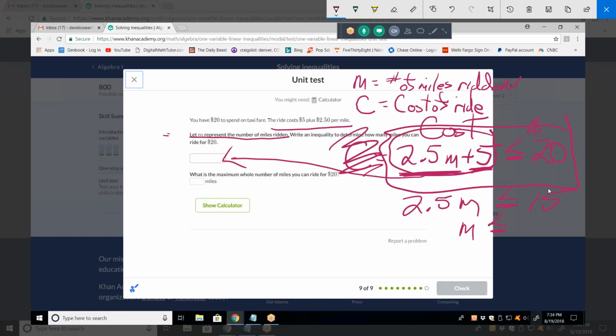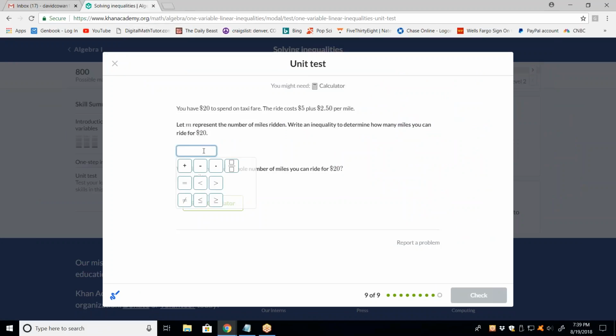Your calculator, what's 15 divided by 2.5? 15 divided by 2.5 is 6. That's how many miles you can go. Notice if you go 6 miles, that'd be 15 plus 5, that'd be $20. Go 7 miles, it'd be $22.50. So we got 2.5m plus 5 less than or equal to 20. 2.5m plus 5 has to be less than or equal to the amount of money we got.